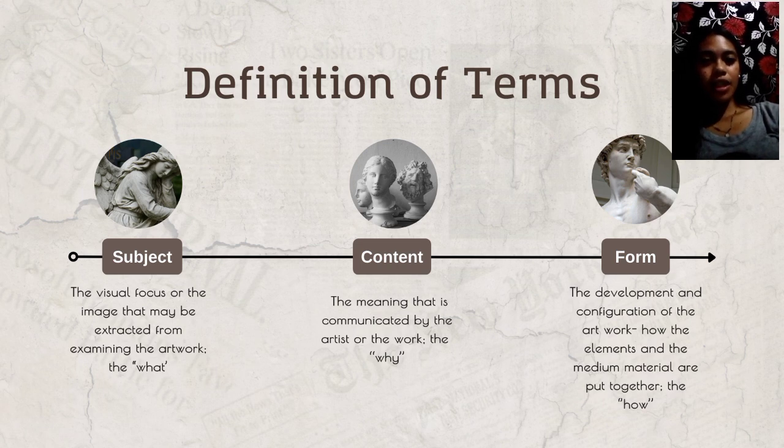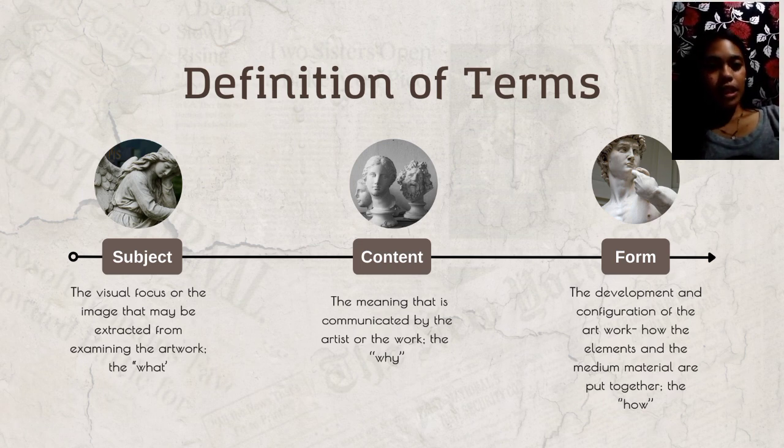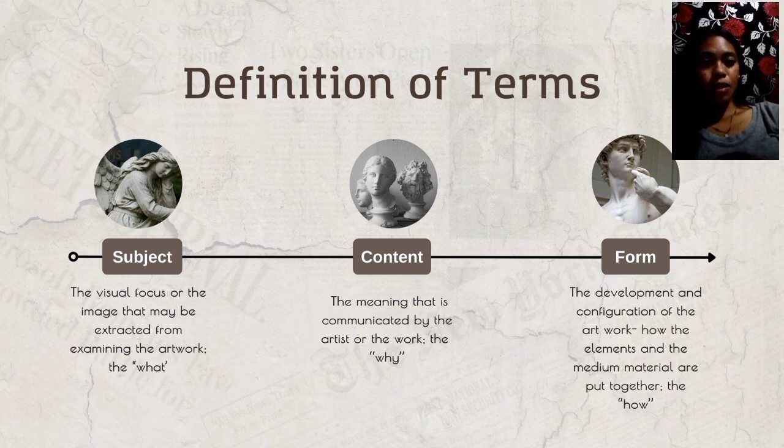Imagine a painting of a sunset over a field. The subject is the sunset and the field, the most obvious things you see. So number 2 is the content. Content is the meaning that is communicated by the artist of the work.